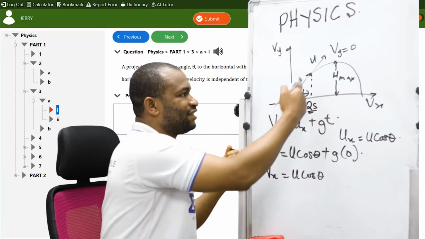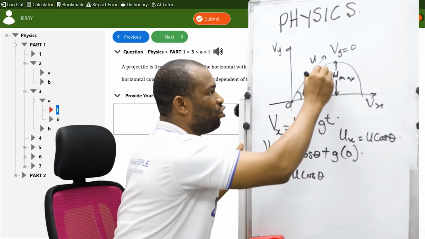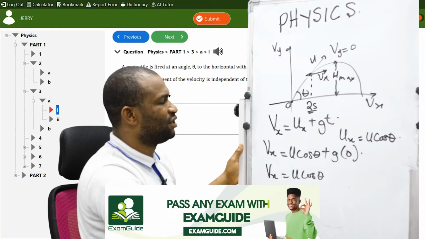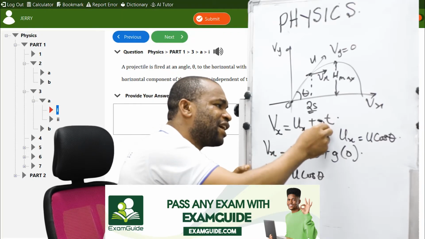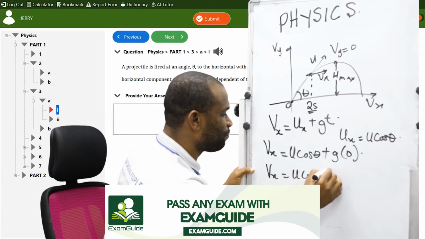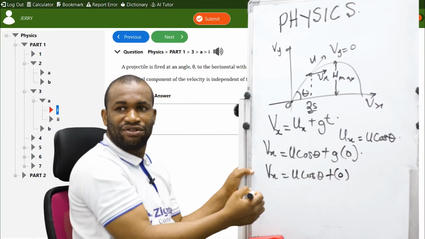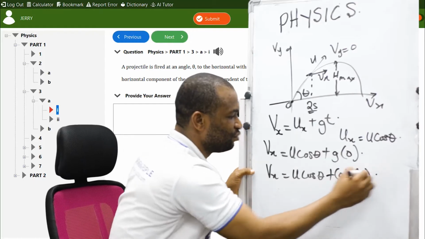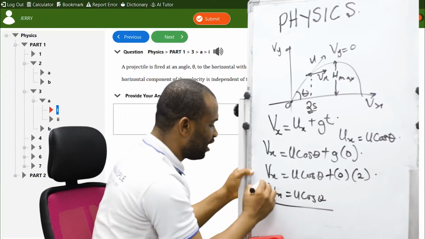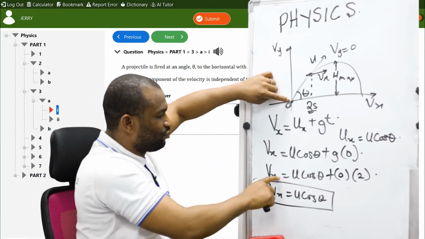I'm going to put 2 seconds here, right? But at this point the body is not moving in this direction. The body is considered to have a horizontal component. At this point I'm considering the horizontal component Vx. Because gravitational force is not acting on the horizontal component, the g term is no longer going to be used. It's going to be 0, even though I put my time to be 2. So Vx is going to be u cos theta. Now you see something I have been able to show you, at any time.